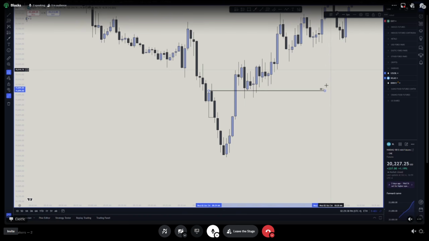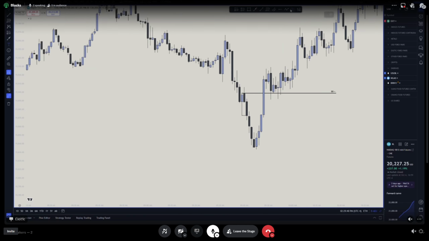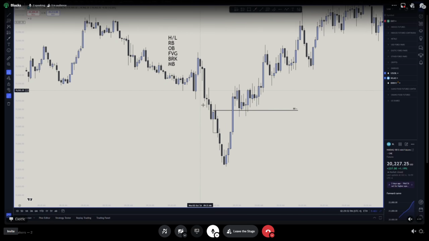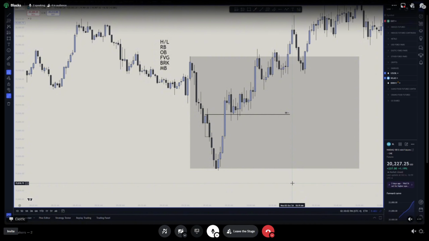Boom. And once again, if we're going off of this again with the high low, right? Rejection block, order block, fair value gap, breaker block, and mitigation block, right? Where would our mitigation block be in this range here? This high to this low, right? Would we have a mitigation block here or not? Would we have a mitigation block or would we not have a mitigation block? What do you guys think?